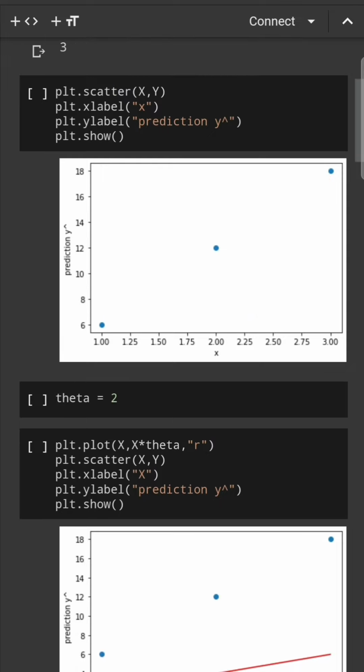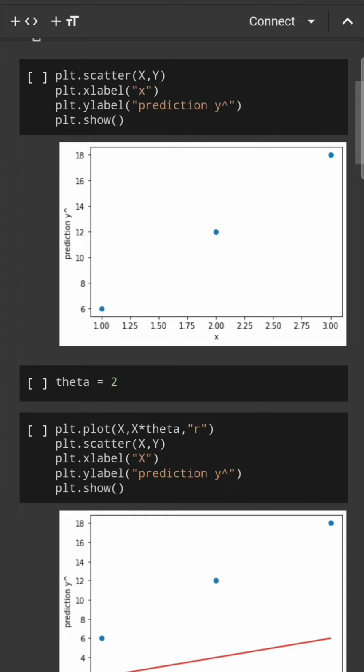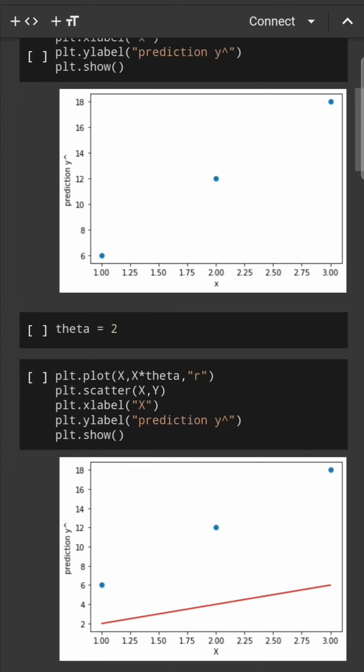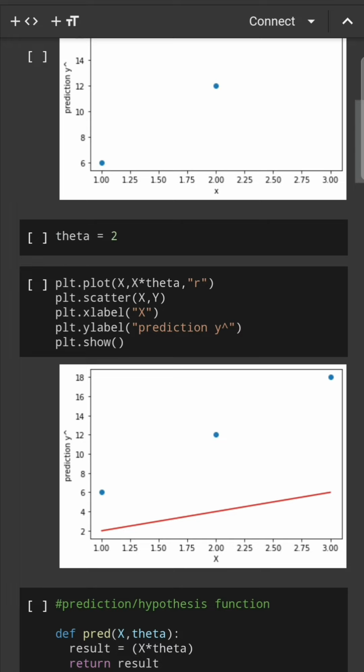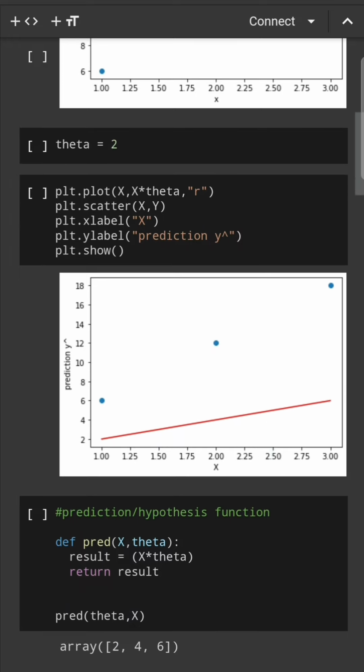So let's say we had theta, our initial random weight, something like this. And if I try to plot a line using our theta, that will look something like this. How did I come to this line? By our prediction function. The prediction function is x into theta. Whatever x is, you have to multiply it by theta. So theta is a number, x will be the variable.